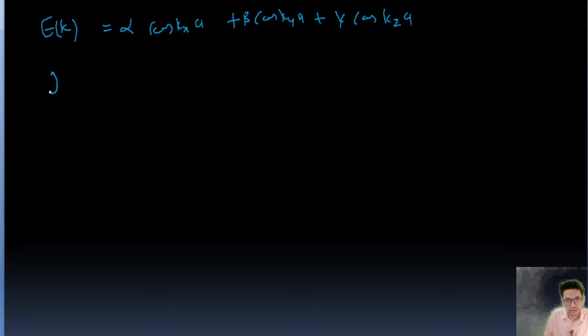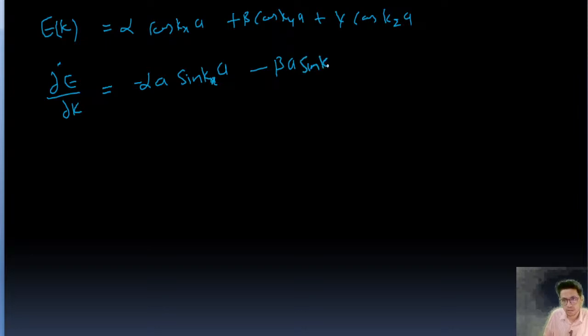Del E upon del k. So this is going to be alpha a minus alpha a sine kxa, simple differentiation, minus beta a sine kya, minus gamma a, my apologies, sine kza. Okay, this is kxa.